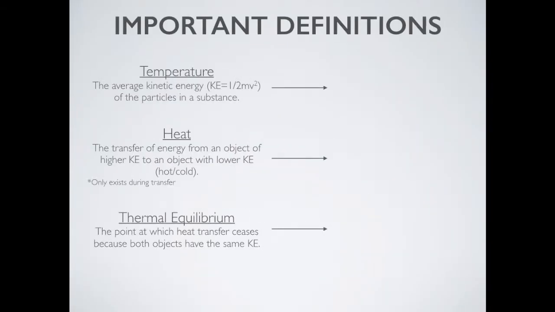So these are some important definitions. It's important to differentiate between temperature and heat because they're two different things. Temperature is the average kinetic energy of the particles in a substance, so how fast the particles are moving. And heat is the transfer of energy from an object of higher kinetic energy to an object with lower kinetic energy. So the heat is transferred from one object to the surroundings, and that's the transfer. That's what heat is. And thermal equilibrium is the point at which the transfer stops, because both objects have the same kinetic energy or temperature.